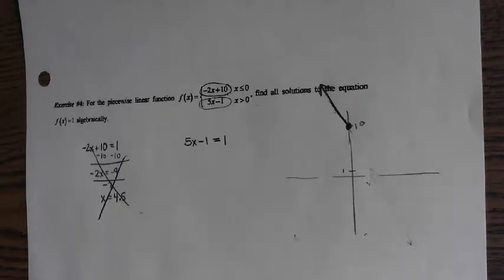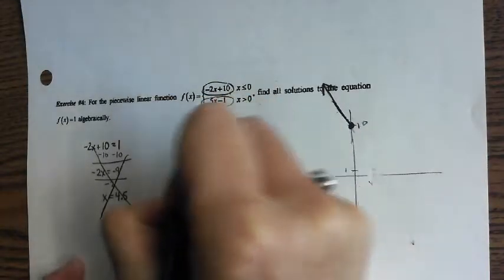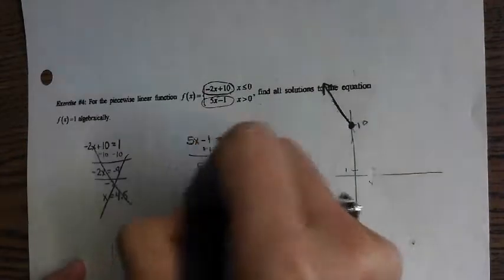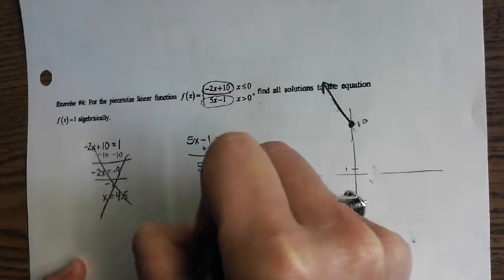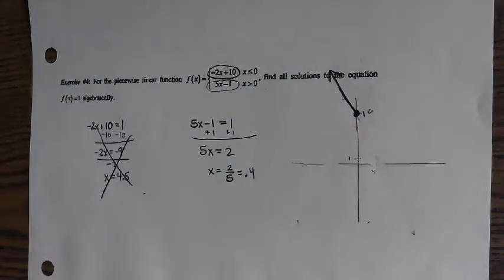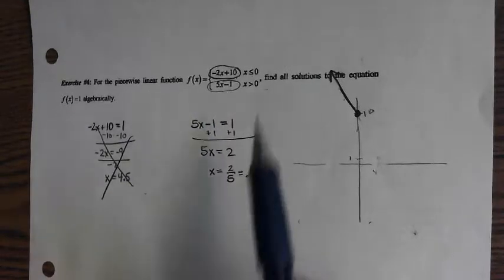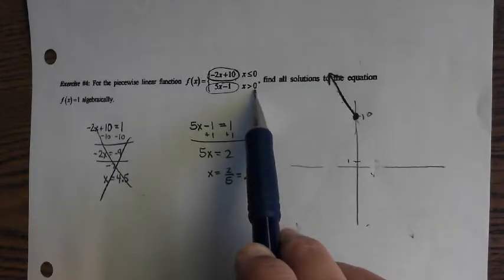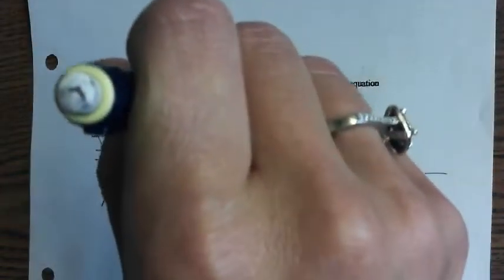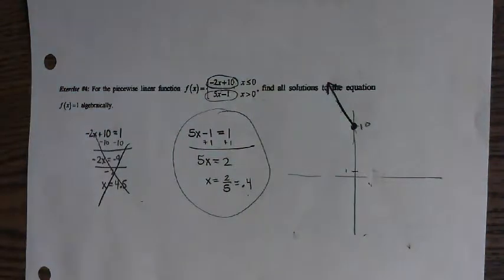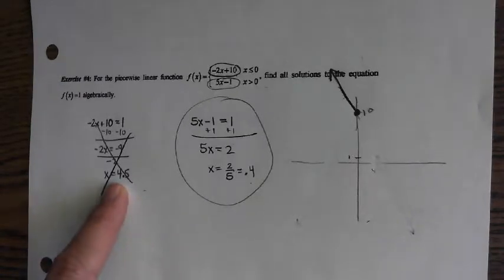The 5x - 1 portion, if I solve that, add 1 to both sides, I get 5x = 2. Divide by 5, I get x = 2/5, which is 0.4. And then you want to see if that piece even includes that x value. So 0.4 on the 5x - 1 graph, because that's the one we're looking at, does that fall in that interval? Yes. So there's the answer. Find all solutions. It could have happened twice. If that one had given us an x value that was less than 0, we would have kept it.